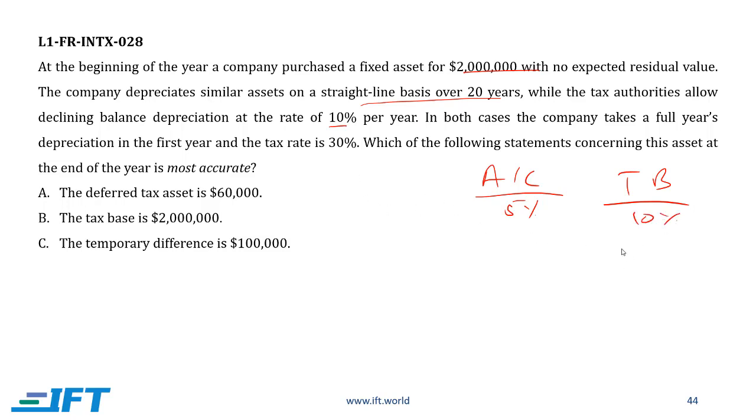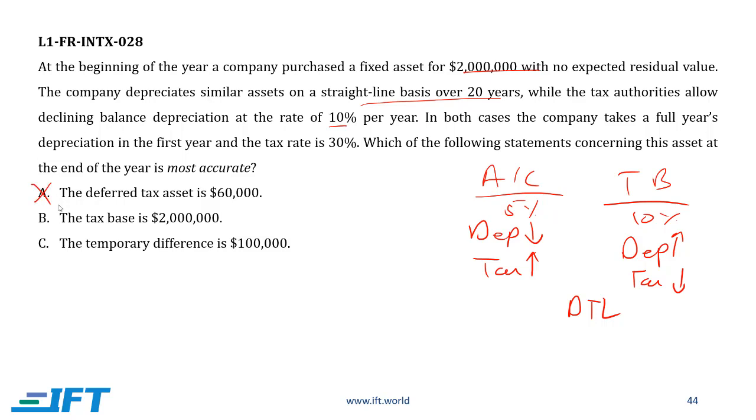So over here in your tax books, your depreciation is higher, so your taxes are lower. Over here your depreciation is lower and your taxes are higher. So we are sure that deferred tax liability would be generated. What is generated? Deferred tax liability.